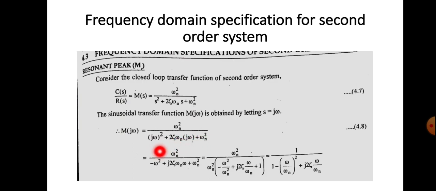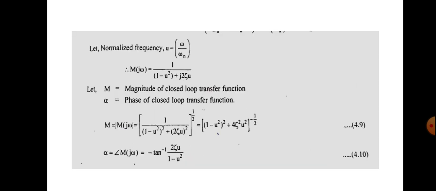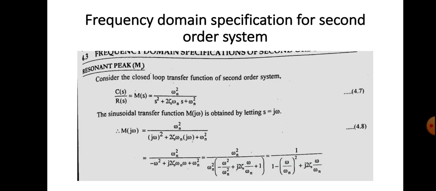and we will get it as omega n square divided by minus omega square plus 2j into epsilon into omega n into omega plus omega n square. In this term we will take omega n square outside so that we will get the equation like this. So these all are simple mathematical procedures. So in this case this is the equation.